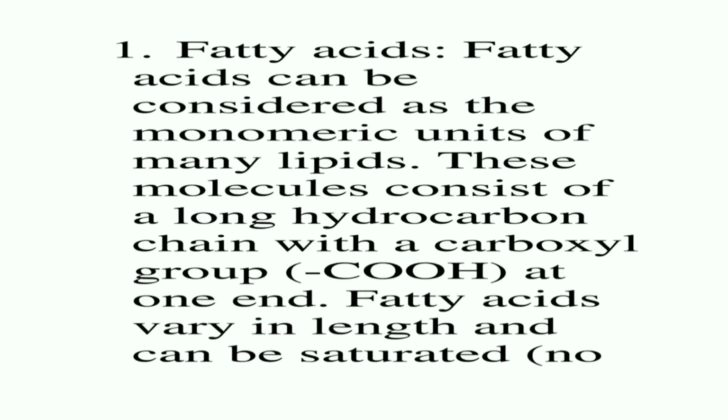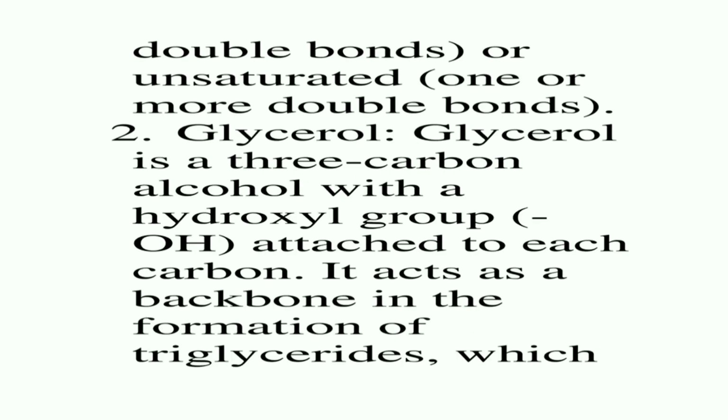Monomers of lipids. 1. Fatty acids. Fatty acids can be considered as the monomeric units of many lipids. These molecules consist of a long hydrocarbon chain with a carboxyl group, COOH, at one end. Fatty acids vary in length and can be saturated, no double bonds, or unsaturated, one or more double bonds.